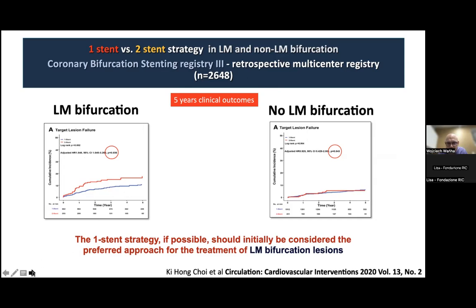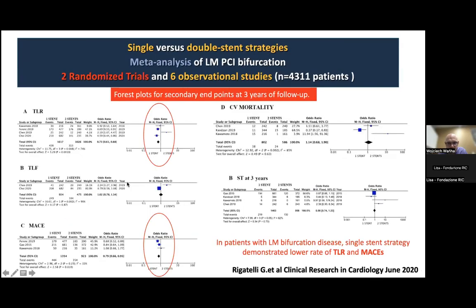So that study showed that during long-term follow-up in left main bifurcation lesion, we have better outcomes when we use the one stent technique. However, there's no significant difference when we use the one or two stent technique in non-left main bifurcation lesion in terms of target lesion failure.